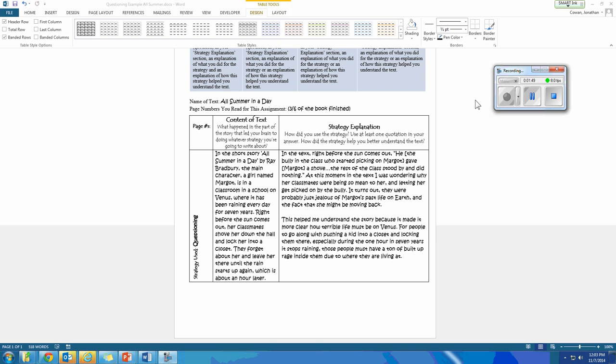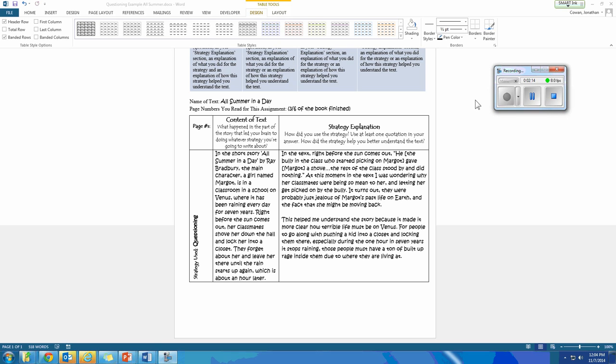Okay, so to start the example, let's look at the summary. The summary is relating directly to the part of the book that led me to ask my question. So here it is. In the short story, All Summer in a Day by Ray Bradbury, the main character, a girl named Margot, is in a classroom on a school on Venus where it has been raining every day for 7 years. So I got to provide that backstory, that information, that background details, because you got to write as if your reader has not read your book.